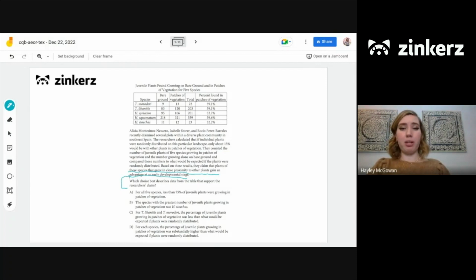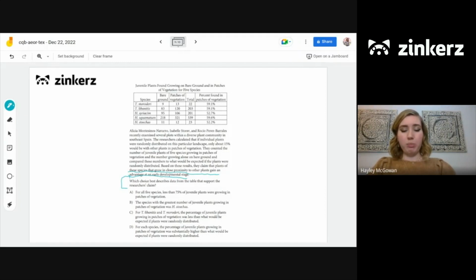So remember, it's really important that we fully understand what the table is telling us so that we can answer the question correctly. In our first column, we have the species that we're looking at. Then we have the bare ground, the patches of vegetation, and the total. So this is just the number of plants that are growing. And then just a percentage of the amount found in the patches of vegetation. So essentially, looking at the different species, where they're growing as compared to bare ground and vegetation.